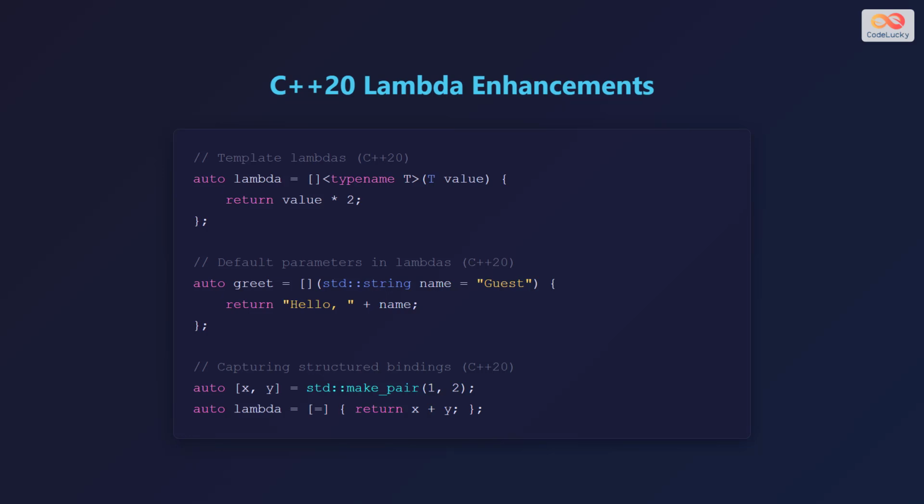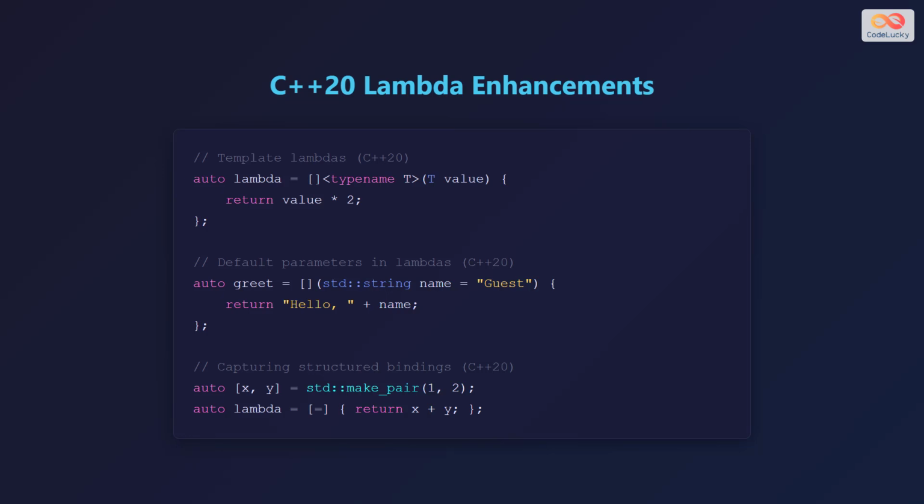C++20 brings further enhancements to lambda expressions, including template lambdas, default parameters in lambdas, and capturing structured bindings. Let's look at the code example. The template lambdas example defines a lambda that is a template that takes a template type parameter T as an argument and returns value times 2.